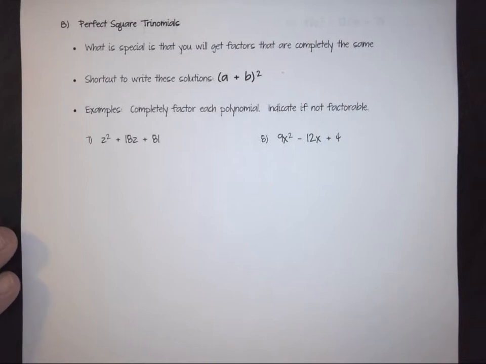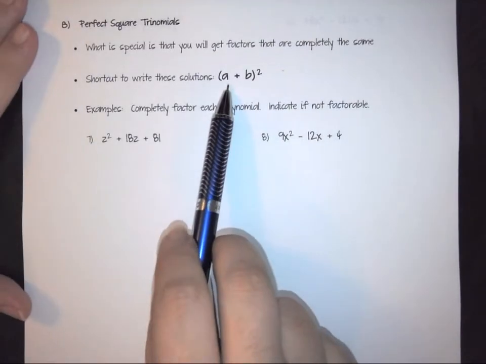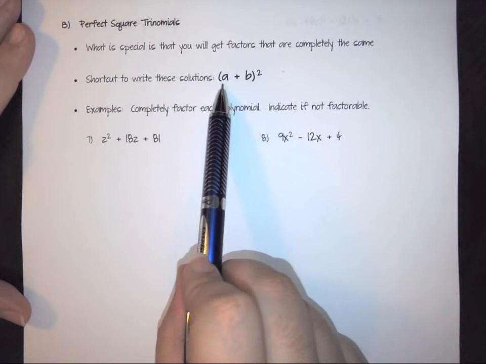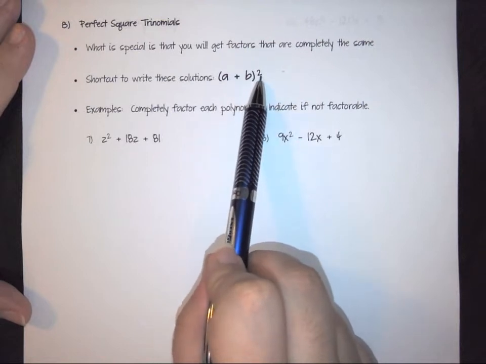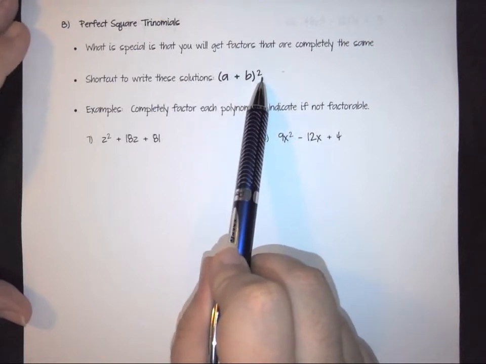Perfect square trinomials are trinomials that once factored, both factored parts are identical. Hence, they're called perfect square. So the shortcut means that your factor can be written as just a single factor, but notice it is squared. That's where perfect square trinomial comes from.